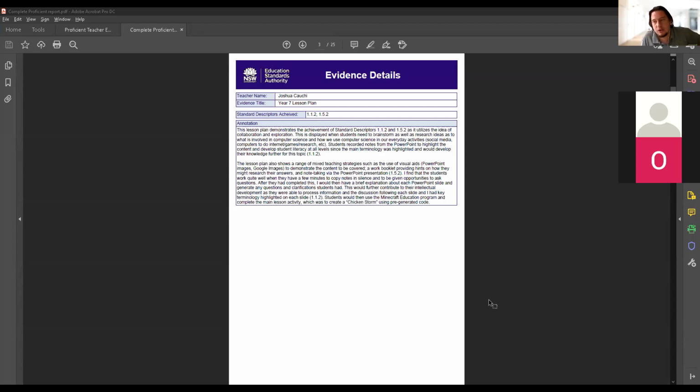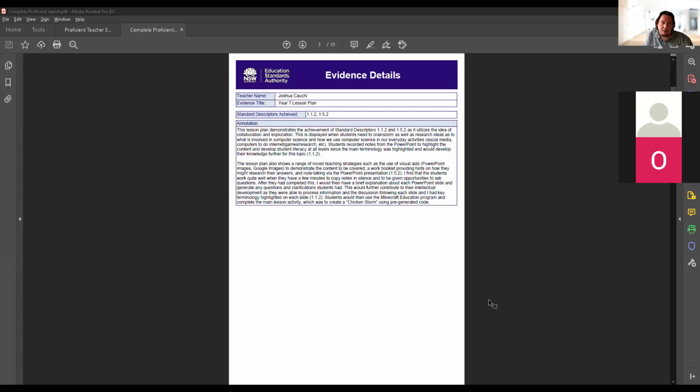I'm just going to read it out loud for those who might be unable to see the video but are listening in. The lesson plan demonstrates the achievement of standard descriptors 1.1.2 and 1.5.2, and it utilizes the idea of collaboration and exploration. This is displayed when students need to brainstorm as well as research ideas on what is involved in computer science and how we use computer science in our everyday activities, such as social media, computers to do internet, games, research, etc. Students recorded notes from the PowerPoint to highlight the content and develop student literacy at all levels, since the main terminology was highlighted and would develop their knowledge further into the topic. And that's where I made my link. I put it in brackets, 1.1.2.